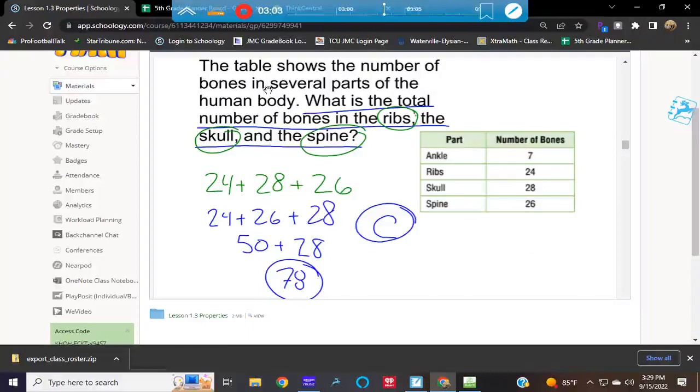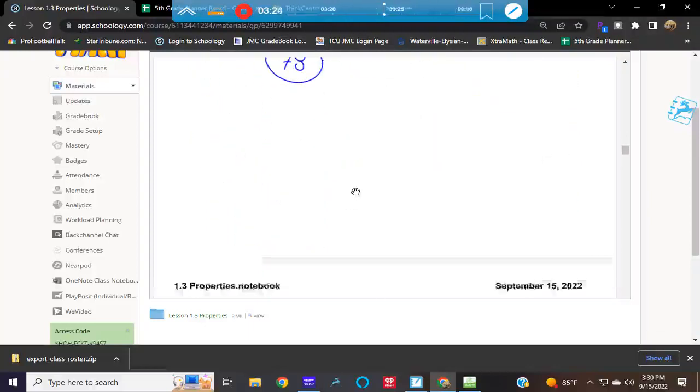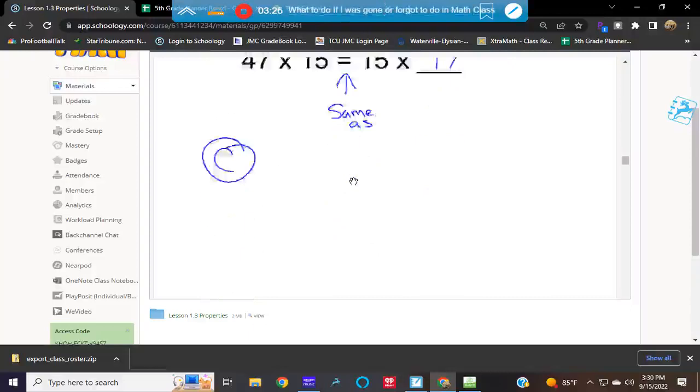The table shows the number of bones in several parts of the human body. What is the total number of bones in the ribs, the skull, and the spine? So, ribs was 24, skull was 28, spine was 26. Okay, the reason we moved these around was to make it easier to use our mental math. So that's why we did this. It's a commutative property.